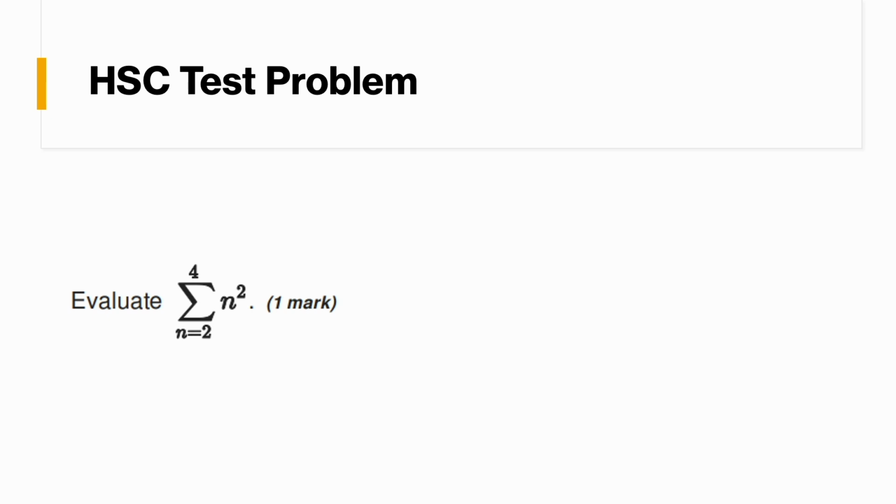Now, in this video, we haven't really touched on questions relating to summing arithmetic and geometric progressions using sigma notation. So the following question is from the 2004 Mathematics Advanced HSC paper. We can see that the problem is given to us in sigma notation. The question is asking us to evaluate, or to find, the sum of the terms between 2 and 4 of the given series, and the given series here is n squared.